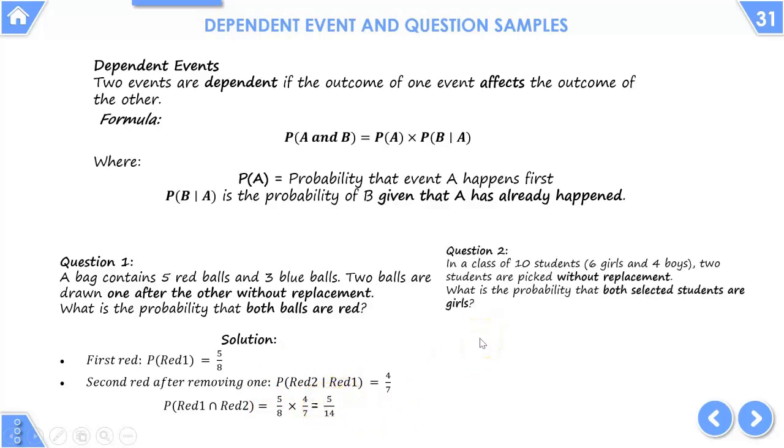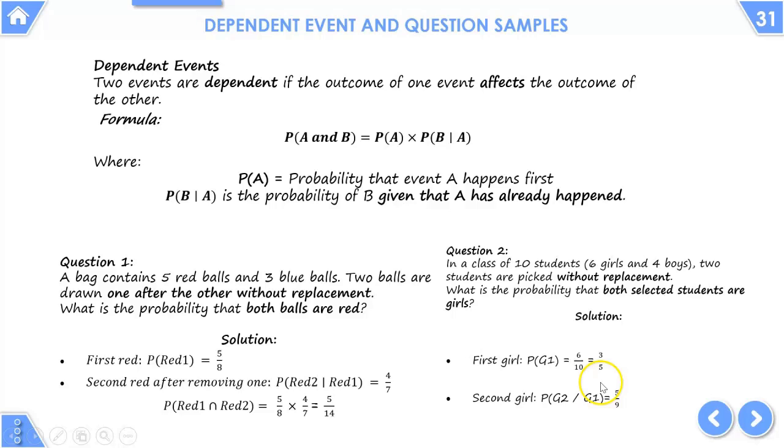Now watch your question 2. In a class of 10 students, 6 girls and 4 boys, 2 students are picked out without replacement. What's the probability that both students are girls? So the first girl is 6 out of 10, which simplifies to 3 out of 5, because the total number of students in the class is 10 and the girls are 6.